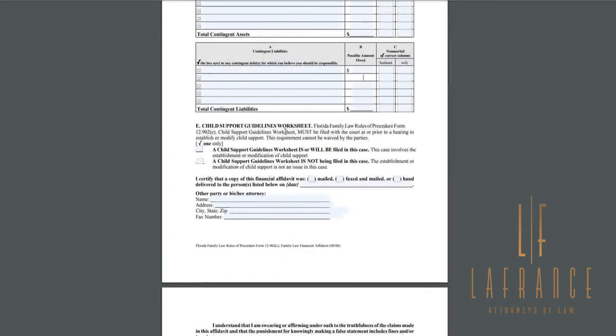Child support guidelines worksheet section. Again, if you've got kids, this is going to be checked, yes. I'm going to ultimately, if you haven't already, file a child support guidelines worksheet. So this is where you would check it is filed or it will be filed in this case. If you don't have any kids, this is a dissolution of marriage with no kids, then you're going to check child support guidelines will not be filed in this case.